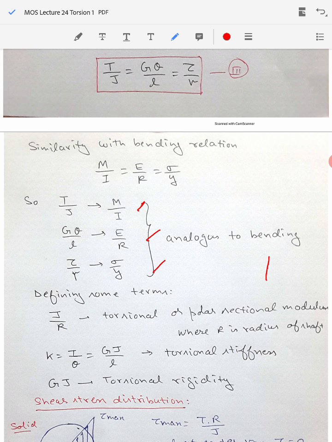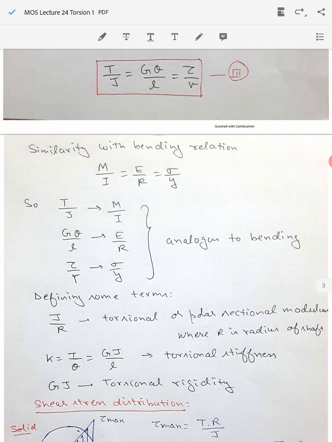So let's define a few more terms using this analogy between the bending and the torsional relation. We define J by R as the torsional or polar section modulus. You remember what the section modulus was there? It was I by Y, which we represent by Z: moment of inertia divided by the distance of the fiber from the neutral axis Y. That was called the section modulus. So instead of I you have J here, and instead of Y you have R, where R is the radius of the shaft.